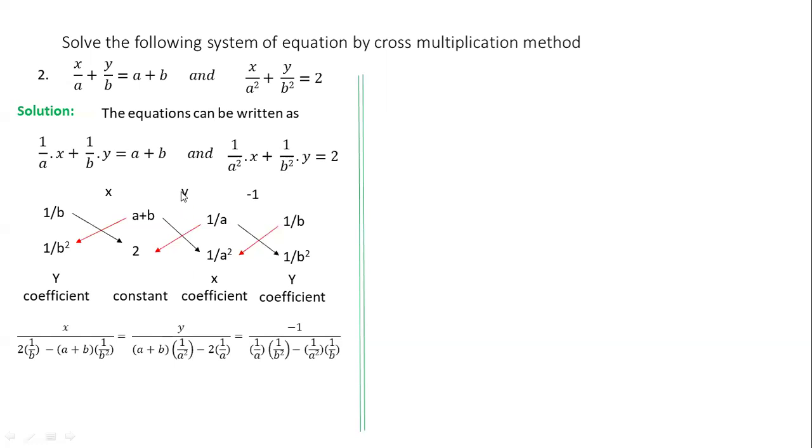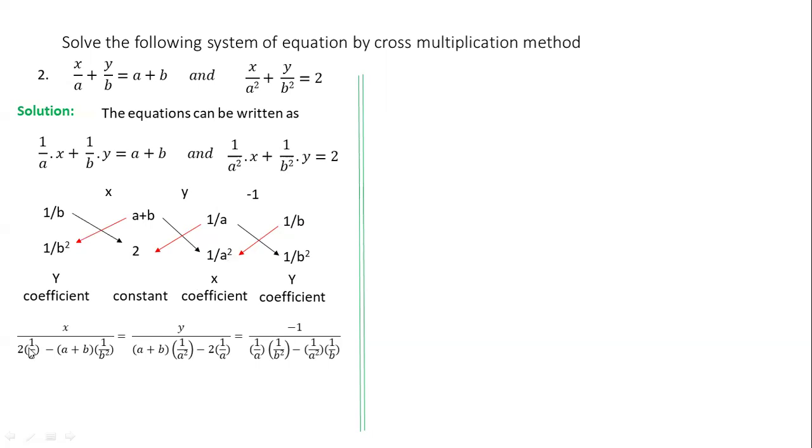Yeah. So, when you write it, 2 into 1 upon b minus a plus b into 1 upon b square is equal to y upon 1 upon a square, a plus b into 1 upon a square minus 2 into 1 upon a is equal to minus 1 upon 1 upon a into 1 upon b square minus 1 upon a square into 1 upon b. So thing is very clear now.